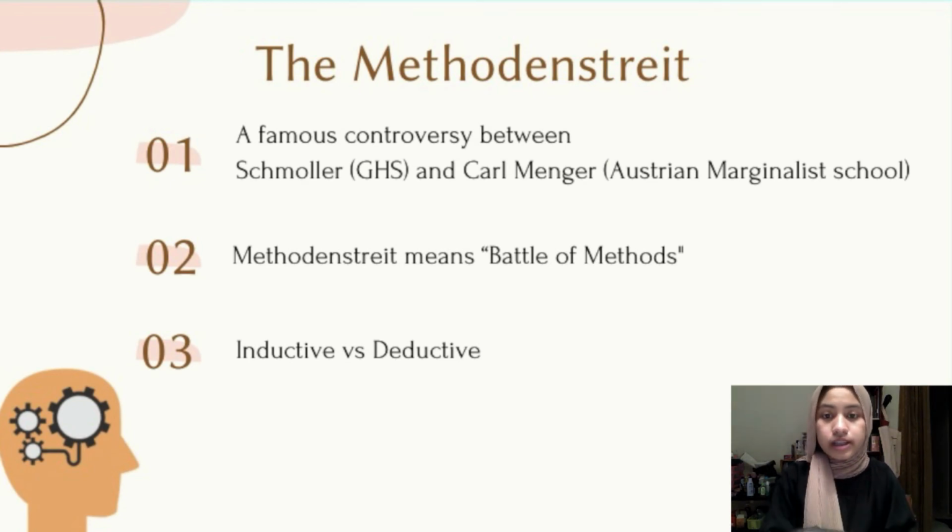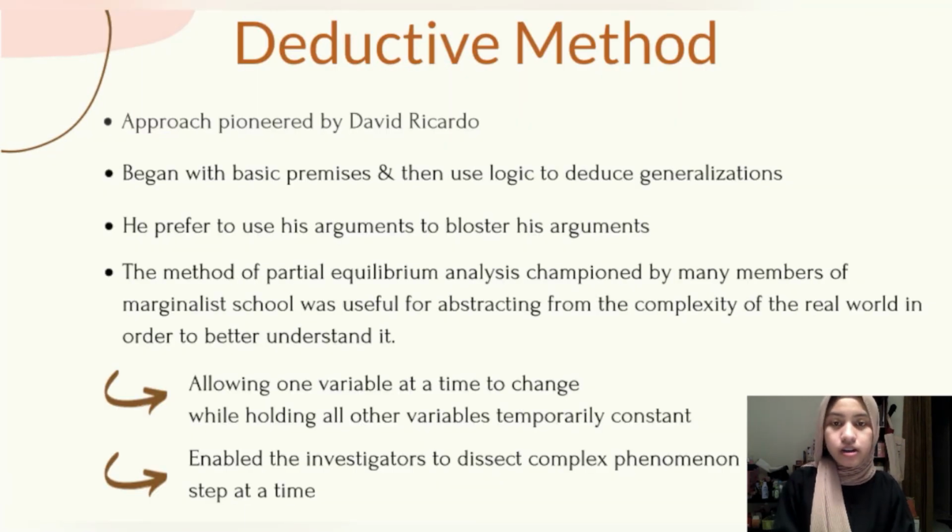The Methodenstreit is about Schmoller engaged in a famous controversy with Carl Menger, founder of the abstract Austrian marginalist school, as to which is more fruitful, inductive or deductive analysis. This debate was named the Methodenstreit, or the Battle of Method. First, we talk about the deductive method.